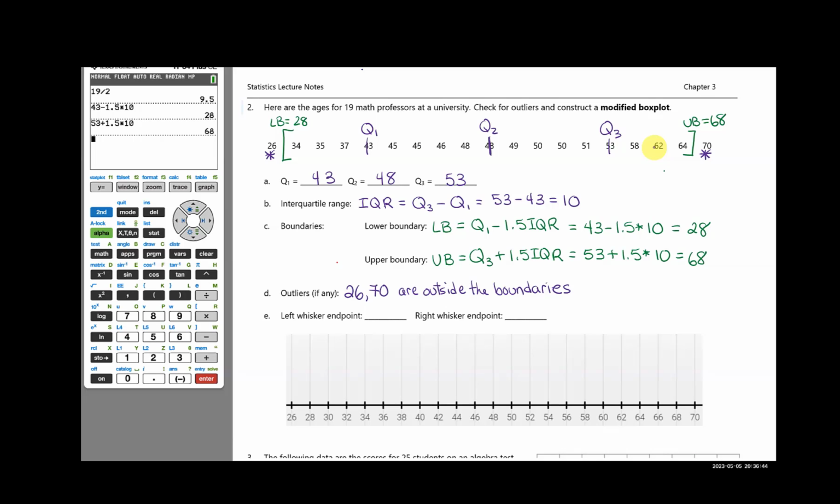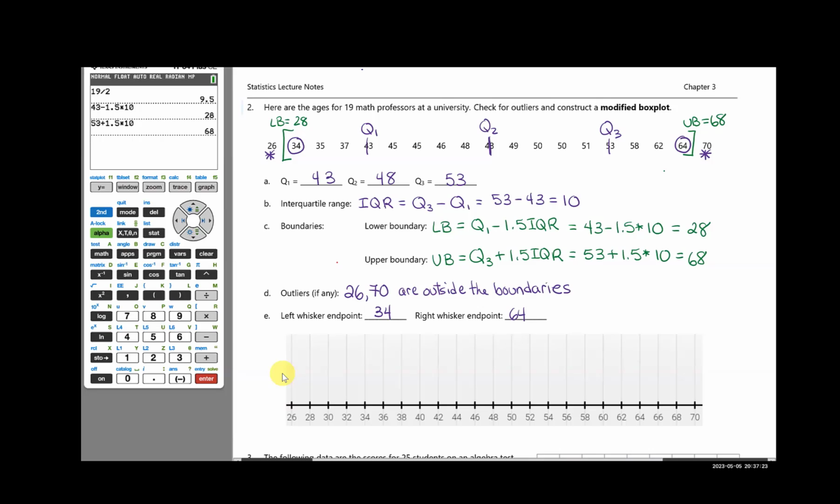The left whisker will be the lowest value inside of bounds. So if 26 is an outlier, the next lowest number is 34. So that will be our left whisker. And then on the high end, ignoring the 70 because it's an outlier, the highest number is 64. And so that gives me my right whisker. Okay, then we're ready to graph.